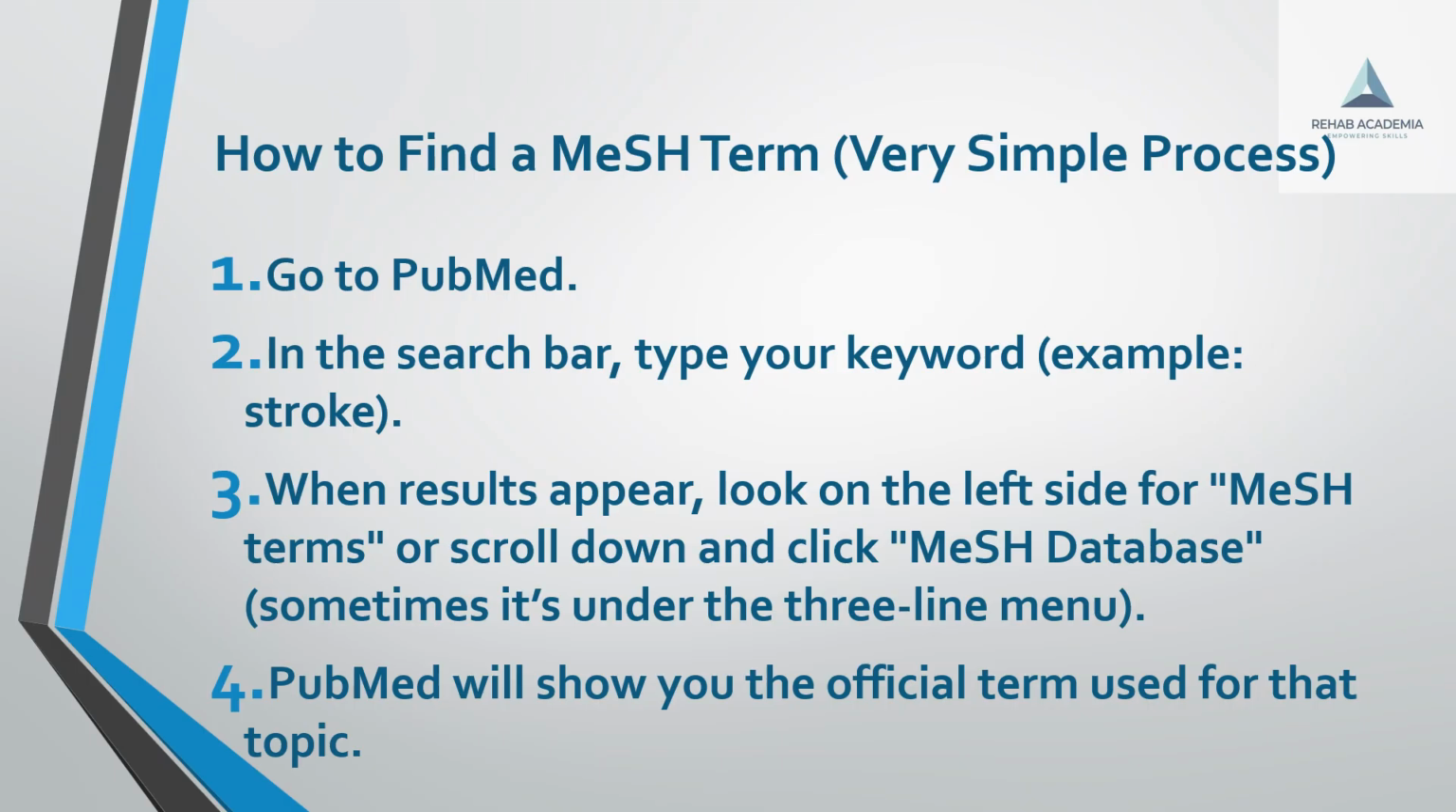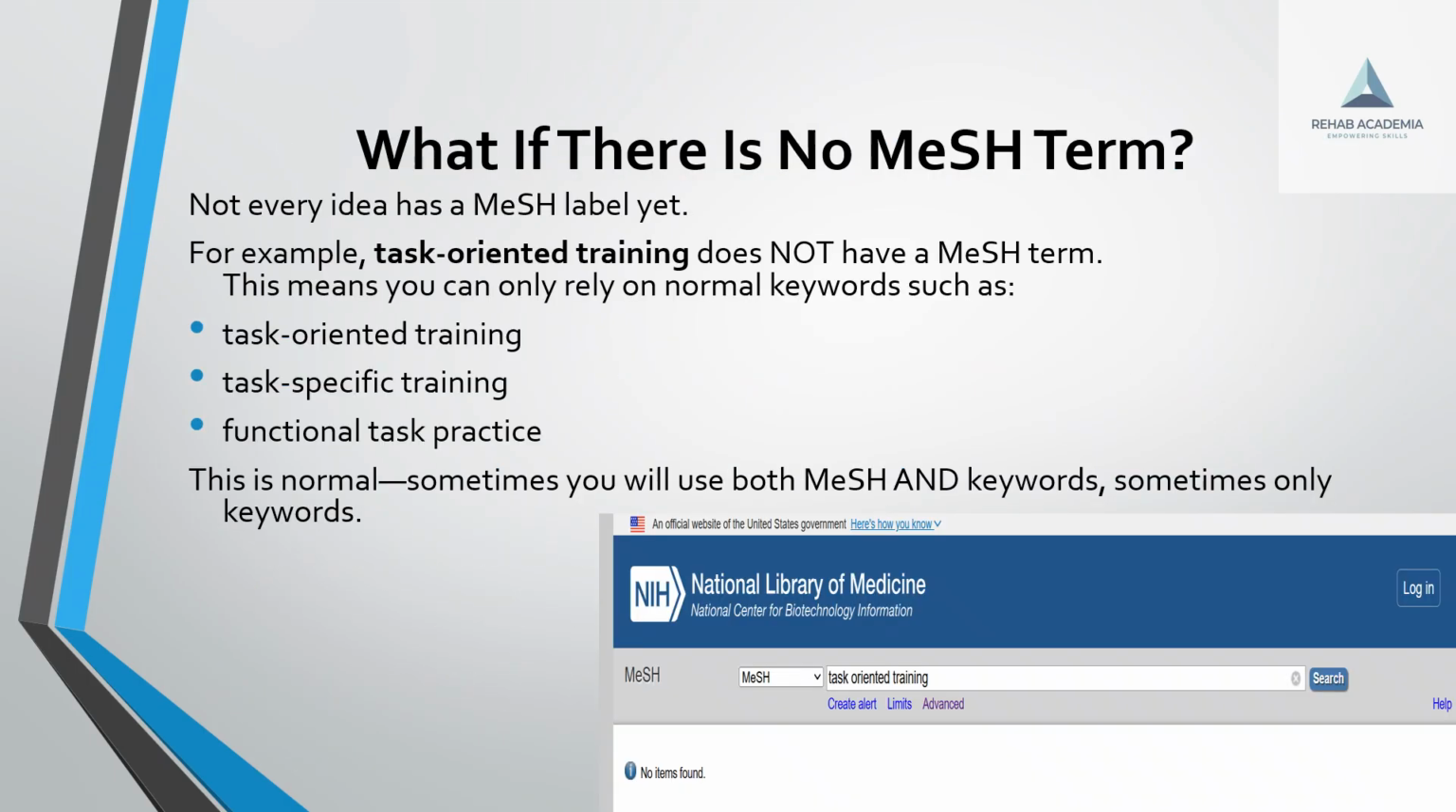It's a very simple process. Go to PubMed, in the search bar, type your keyword, for example, stroke. When results appear, look on the left side for the MeSH terms or scroll down and click the MeSH database. Sometimes it's under the three-line menu. PubMed will show you the official term used for that topic.